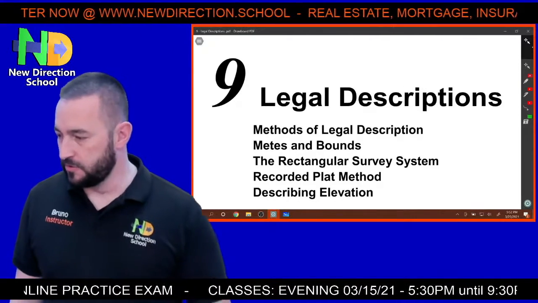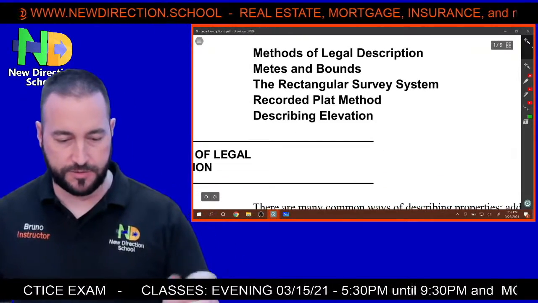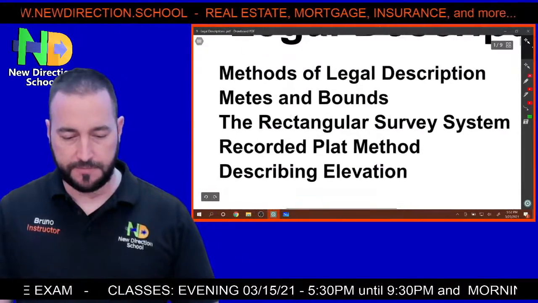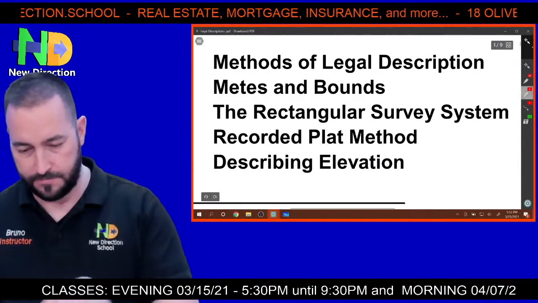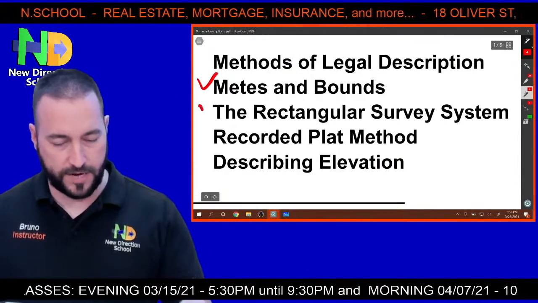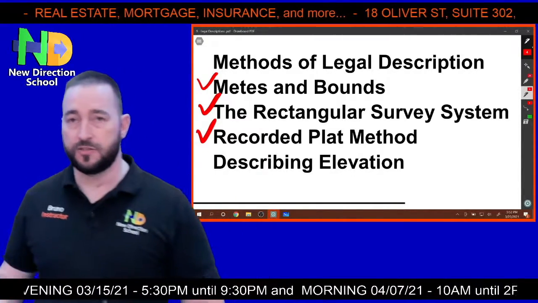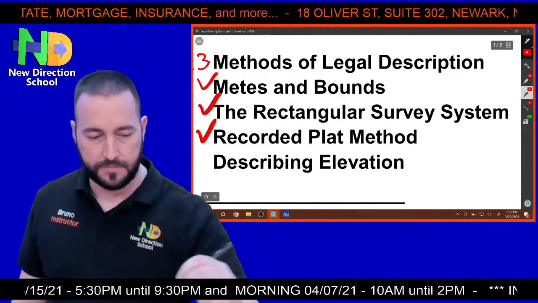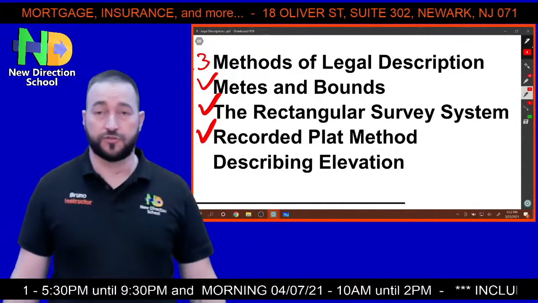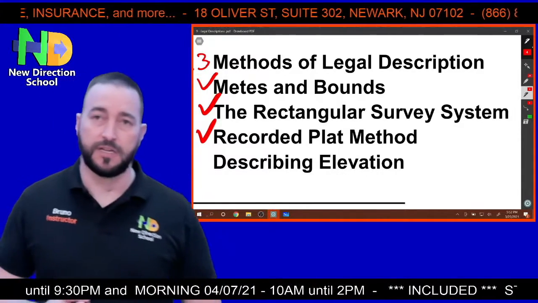All right, so legal descriptions. There are different methods of legal description, obviously. These are the three we're going to go over: metes and bounds, rectangular survey system, and recorded plat method. These are the three methods of legal description.